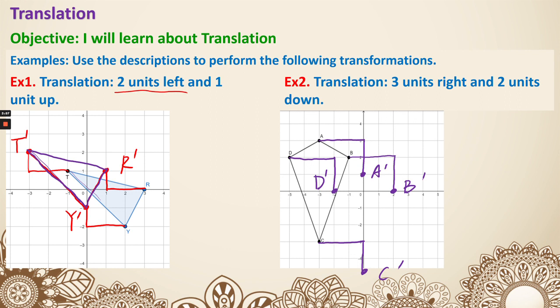Lastly, make sure you connect them in the same order. A prime connect with B prime connect with C prime connect with D prime, and lastly, D prime going back to A prime. That should be fairly simple, so that's example 2.